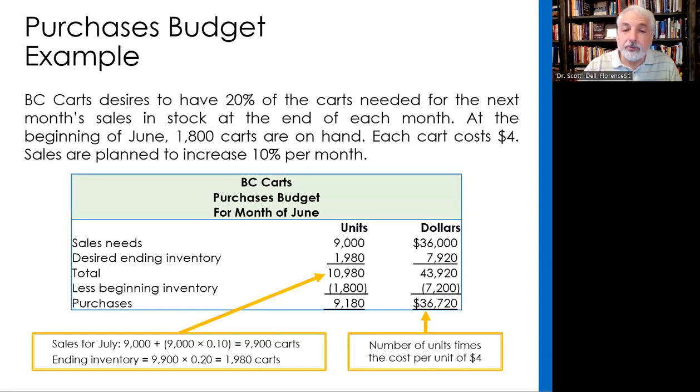Purchase budget example, here we go. Sales needed, desired ending inventory, less beginning inventory, and we get a purchases number, not only a units number, but a dollar number to go with that. And in this case, we're anticipating a $10 planned sales increase per month. And that's what we budget for.